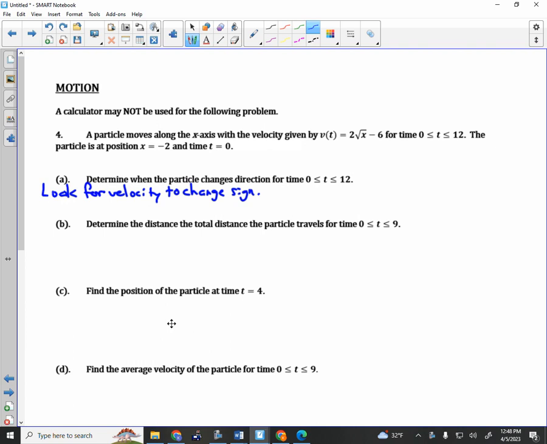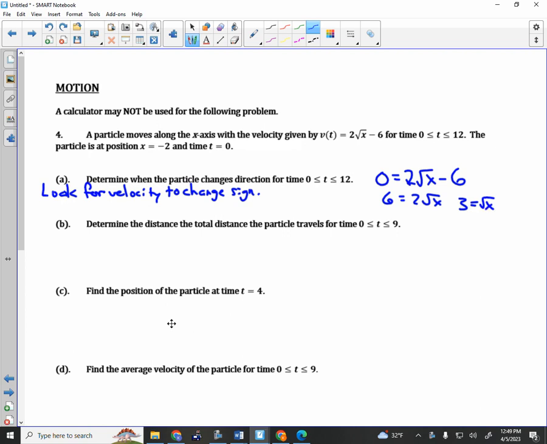I don't have two things. I have one thing, but I'll take that one thing and I will set it equal to 0. Good. So 0 equals 2 roots of t minus 6. Then what are you going to do? Add 6, so 6 equals 2 roots of t. Divide by 2. So 3 equals the root of t, so t is 9.